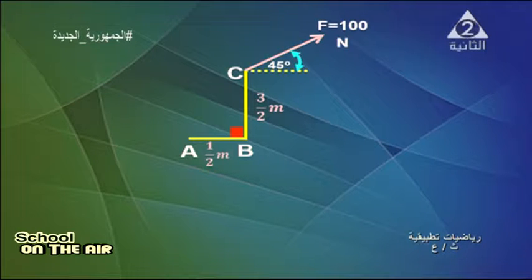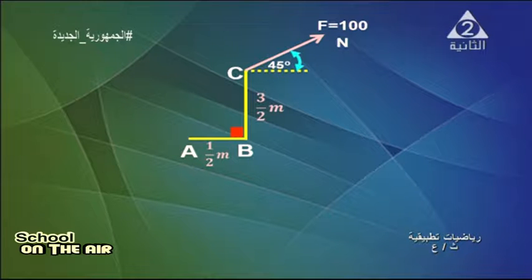Look at the figure. About point A, we have the force F of 100 newtons acting at 45 degrees with the horizontal. The distance AB equals half a meter, and BC is 3 over 2 meters, or 1.5. The required: what is the moment of the force F about point A?